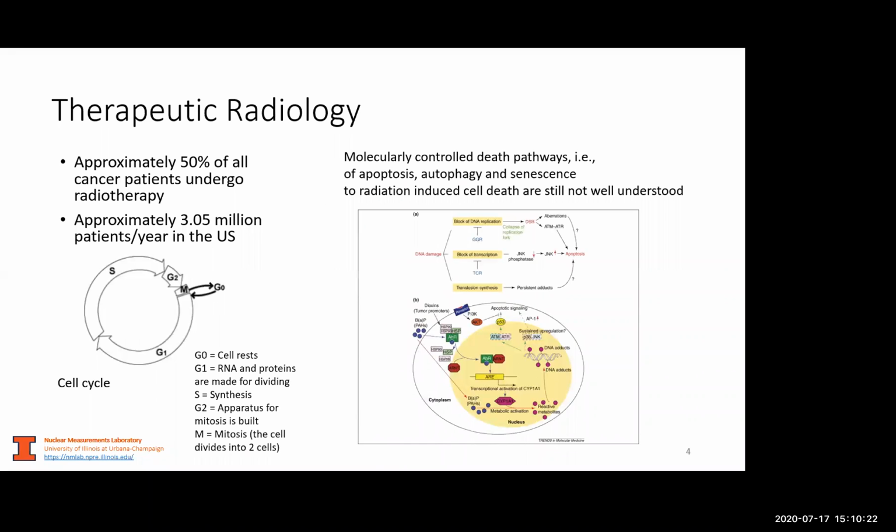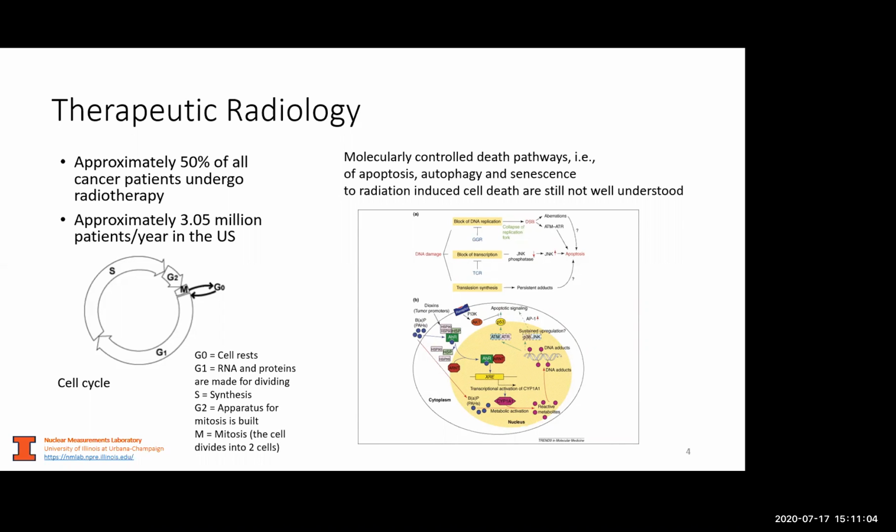When we think of therapeutic radiology, we must think that we refer to approximately 50% of all cancer patients that undergo radiotherapy. So 50% of cancer patients, which are approximately 3 million patients per year in the US, do undergo radiation therapy. This is a huge population, and therefore advancements in this field have the potential to benefit a large population, a huge amount of people, and have obviously a high impact on society.